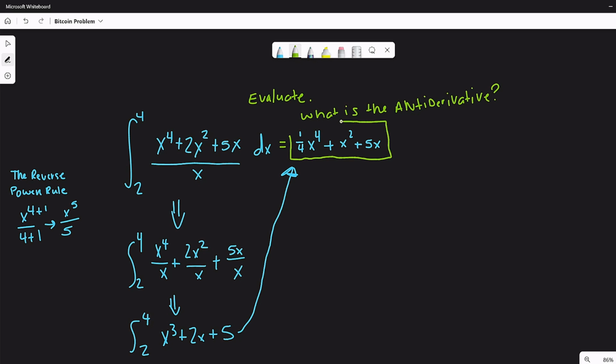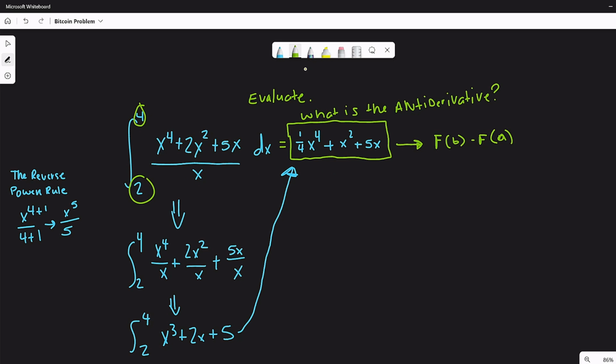And we would be done if this was an indefinite integral, but it is not. We have an upper bound of 4 and a lower bound of 2. So we need to plug those in using that second part of the fundamental theorem of calculus, which said that capital F of b minus F of a gives us what we want for this definite integral.